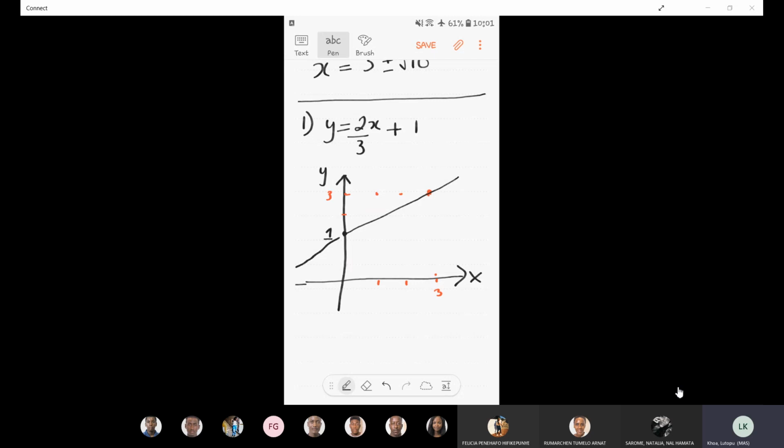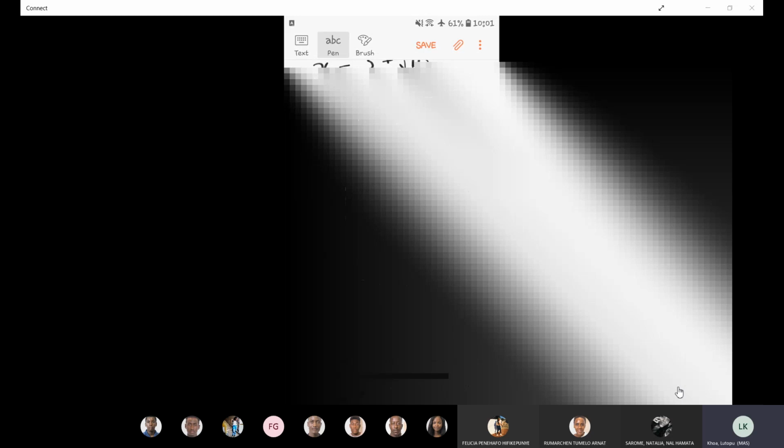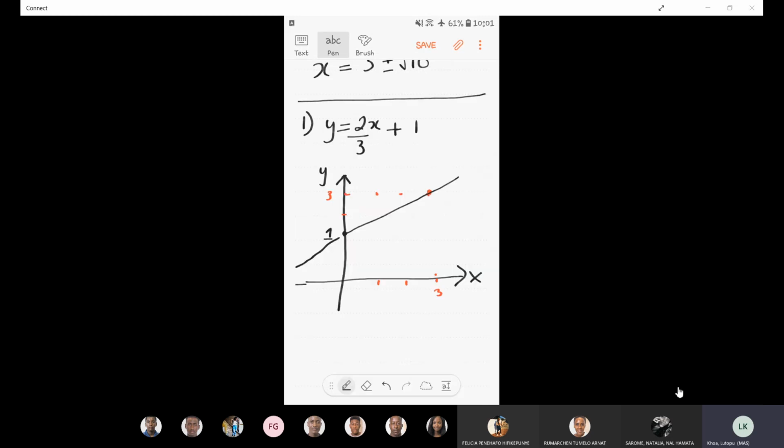So that's one way. The other way to do it is to find both intercepts and then just connect them. So I already have the y-intercept given to me. It's 1. Then to get the x-intercept, I say y is equal to 0. Then I will solve it. If y is equal to 0, I have negative 3 over 2.